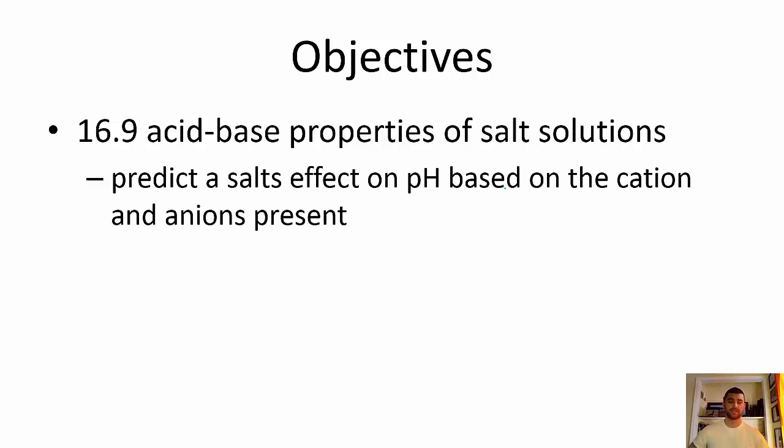It's Johnny here again, looking at 16.9 stuff. All right, kind of short. We want to be able to predict a salt's effect on pH based on the cations and anions that they produce. So let's take a look at some of these problems.